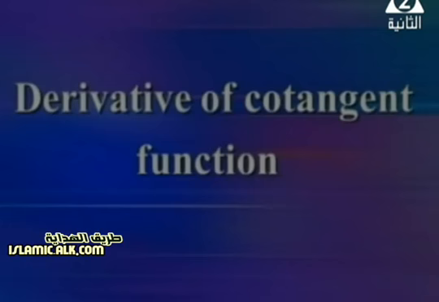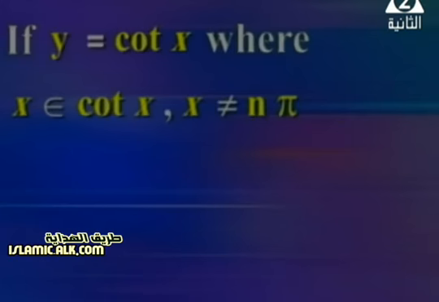Dear student, look at the differentiation of cotangent x. Derivative of the cotangent function. What is the differentiation of cotangent x? Look at, dear student, when y equals cotangent x. What do you mean by cotangent? Remember, cotangent is the multiplicative inverse of tan. What is the meaning of tan? Sine over cosine. What do you mean by cotangent? Cosine over sine. Then we can replace cotangent x with cosine x over sine x.